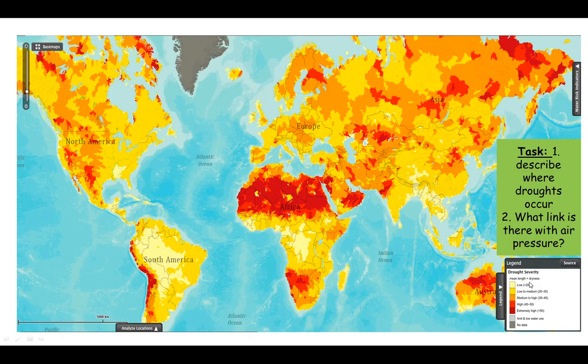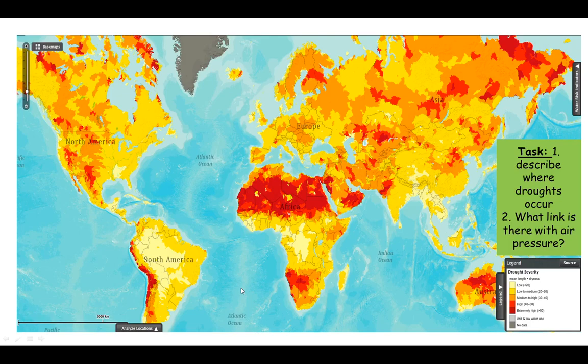So the first task is to describe where droughts occur. So again, this needs to be in full sentences and you need to be writing that down. So we're looking for patterns. Well, hopefully you can see straight away there is a big mess of red through the north of Africa and bits of the Middle East. And then further to the south, towards the sort of tip of Africa, but not quite, there's another patch there. We've also got an area of quite a lot of drought in the north of Australia, and interestingly down the west coast of South America.